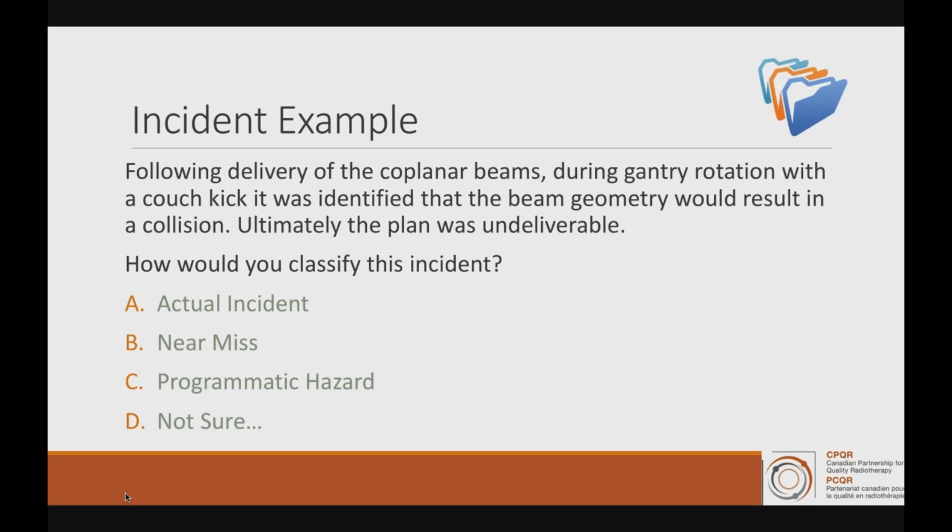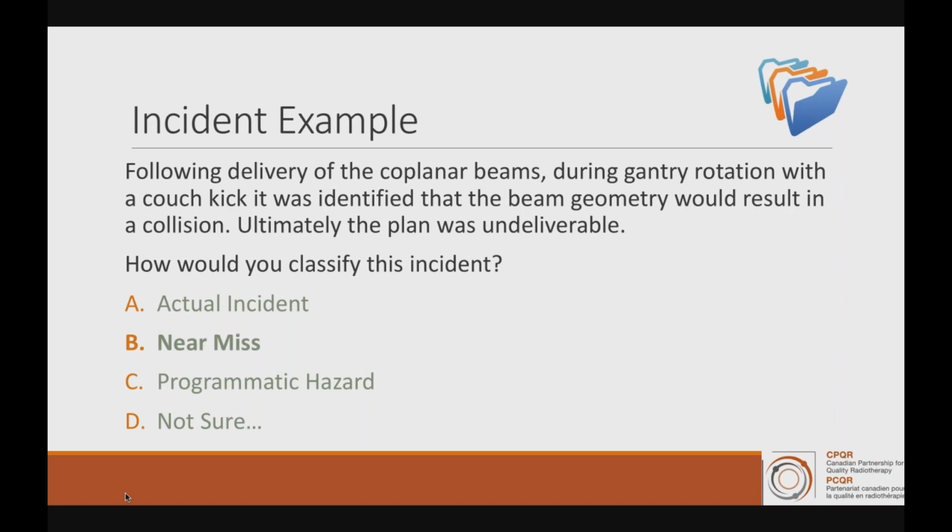Second example, following the delivery of the coplanar beams, during gantry rotation with a couch kick, it was identified that the beam geometry would result in a collision. Ultimately, the plan was undeliverable. How would you classify this incident? An actual incident, a near miss, programmatic hazard, or you're not sure?